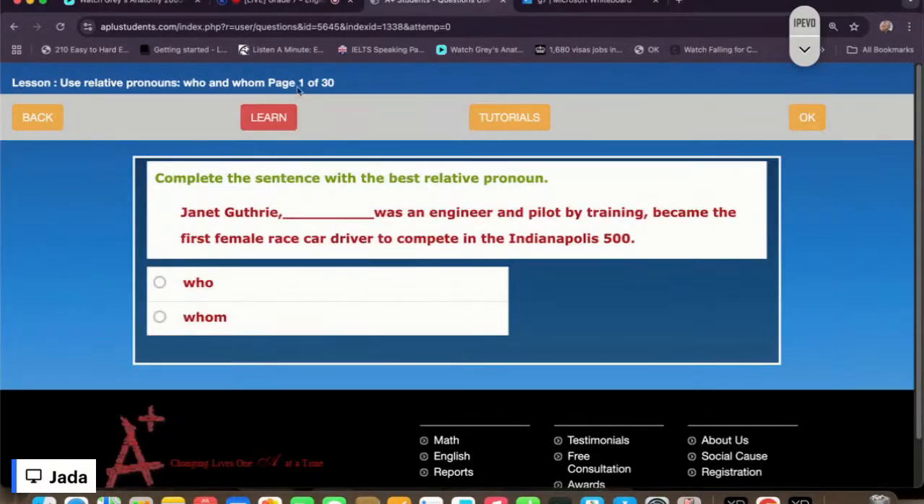Let's go to the test. Share your answers with me. Complete the sentence with the best relative pronoun. Janet Guthrie, who was an engineer and pilot by training, became the first female race car driver to compete in the Indianapolis 500. So is it going to be who or whom?